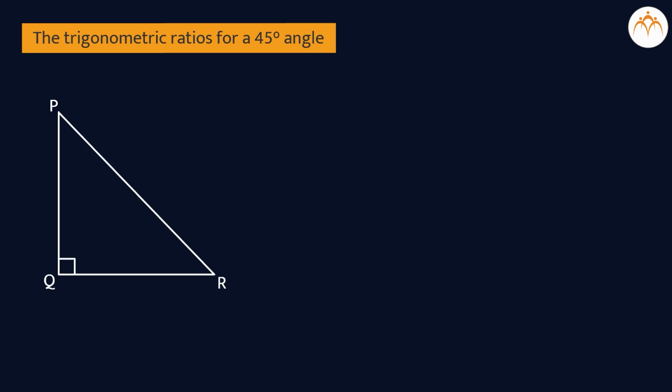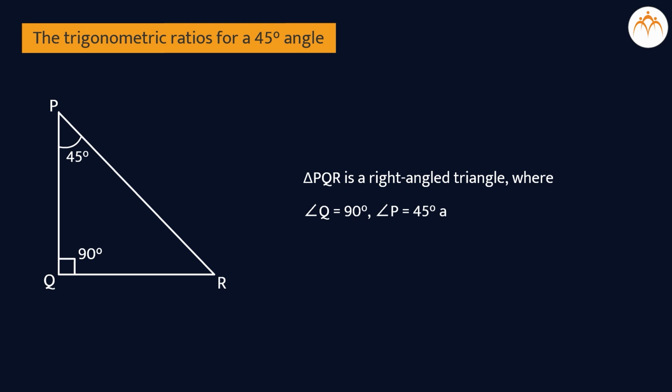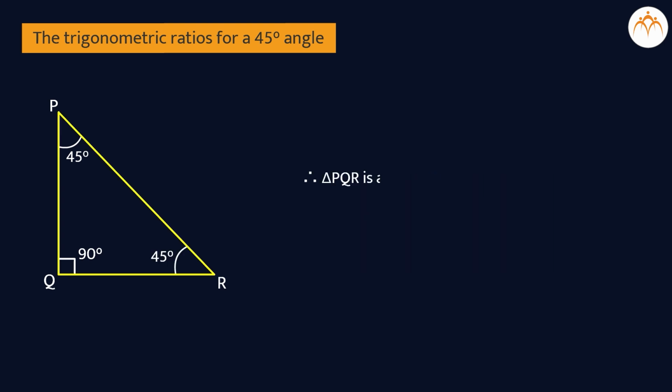Now, look at this triangle. Triangle PQR is a right angled triangle where angle Q is 90 degree, angle P is 45 degree and angle R is 45 degree. Triangle PQR is an isosceles right angled triangle. Let PQ equal to x, therefore QR is equal to x.